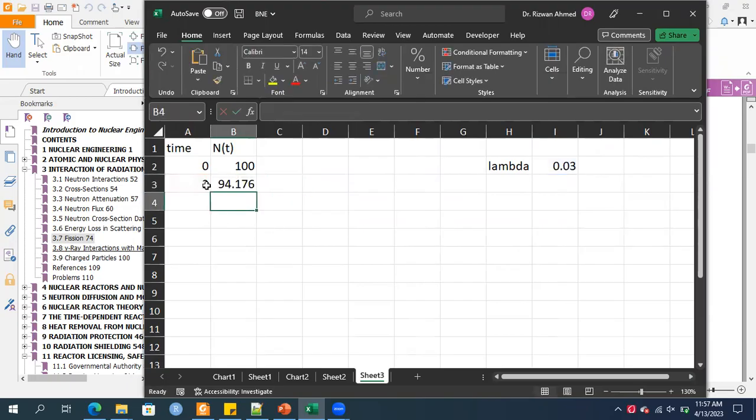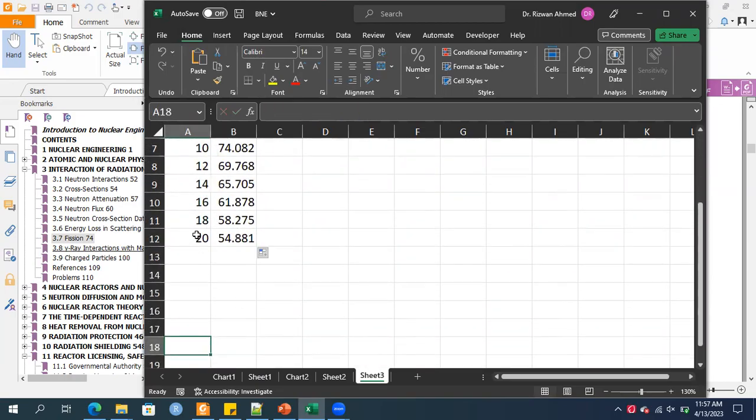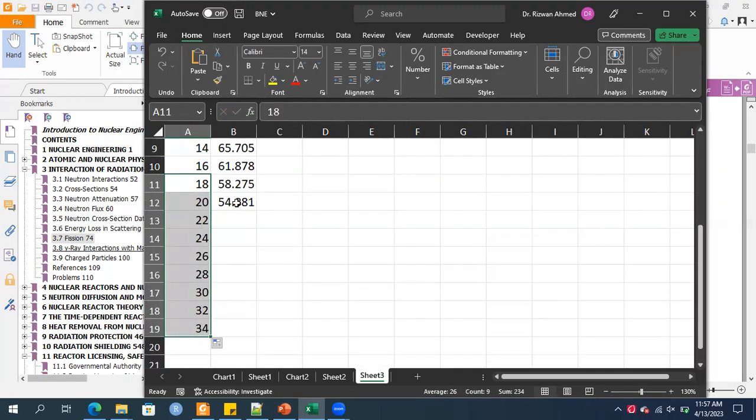So this is fine, 94.176. And let's keep repeating this calculation for future times. This can be accomplished by dragging the formula downwards. So a few more calculations. Time requires the calculation to be done by selecting 2 cells. Okay, that will be fine.